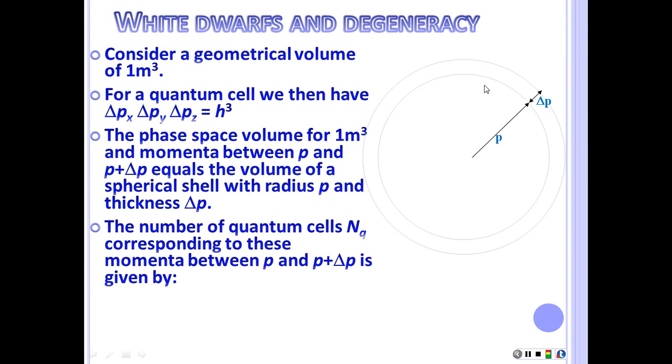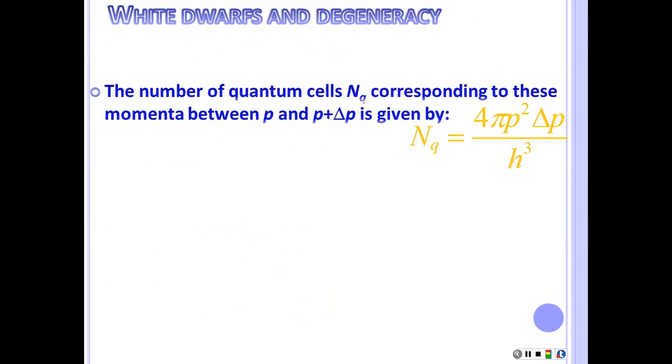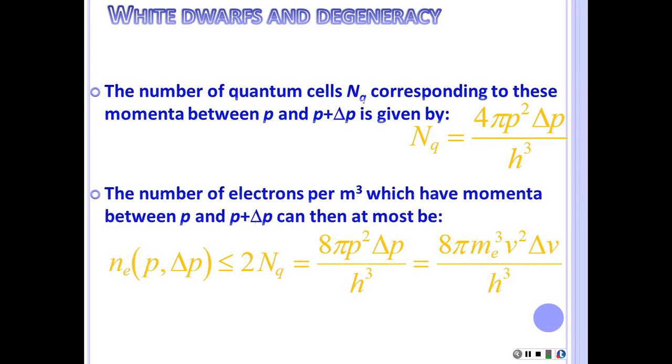And so we're going to have a number of quantum cells that can exist, which is NQ for quantum cells, between momentum p and momentum p plus delta p. And it's just the surface area of this quantum space, so it's 4 pi p squared times delta p, because this is a very small size, and that's basically the size of this shell, and that has to be divided by h cubed. It cannot be less than that. Okay, so that's what we just came up with: NQ equals 4 pi p squared delta p over h cubed.